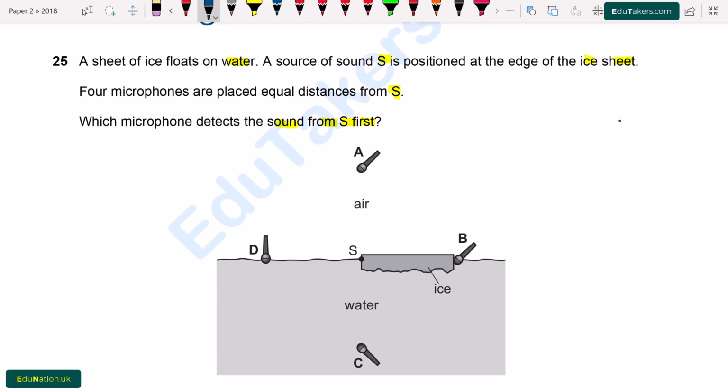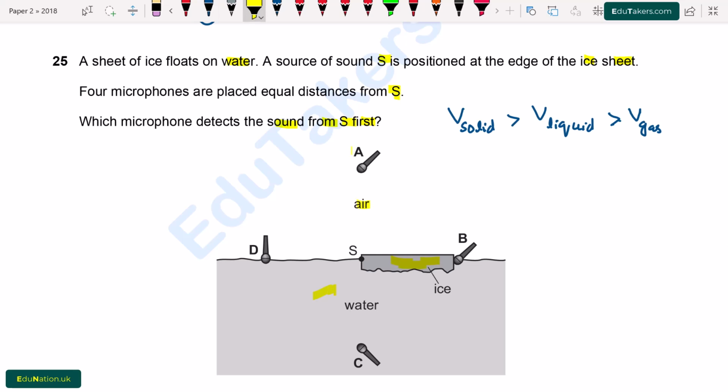It depends upon the speed of sound in the medium. We know that the speed of sound in a solid is greater as compared to the speed in a liquid, which is also greater as compared to the speed in a gas. So here ice is basically solid while the water is liquid and air is gas.